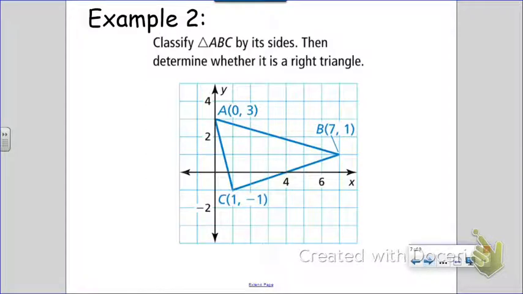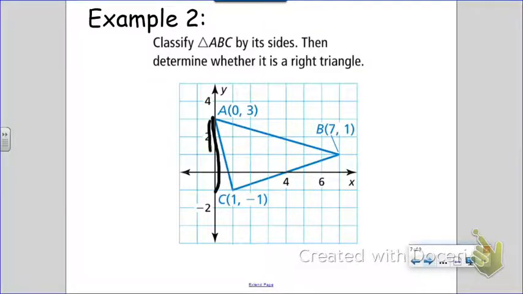Classify triangle ABC by its sides, then determine whether it is a right triangle. If we want to classify it by its sides and determine if it's a right triangle, we need to find the length of the sides anyway. We can find the length of the sides using what we learned about the Pythagorean theorem. Distance formula will also work. It's probably easier on these since it's on a graph to just use the Pythagorean theorem idea.